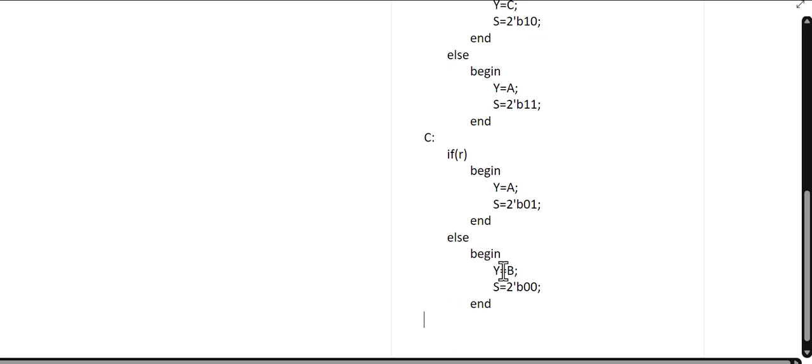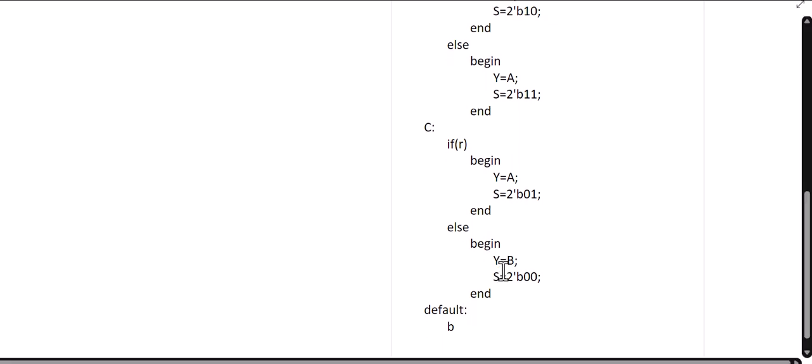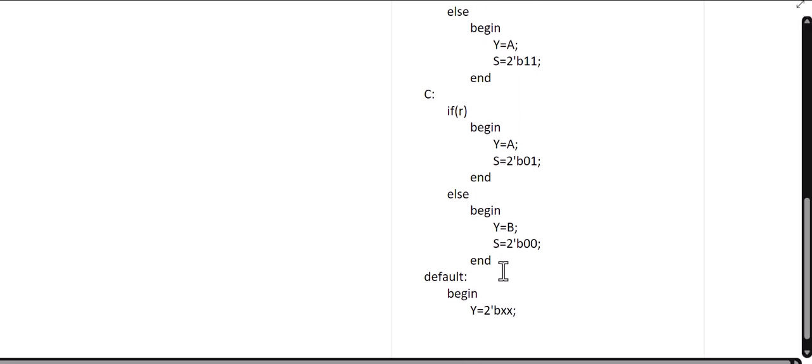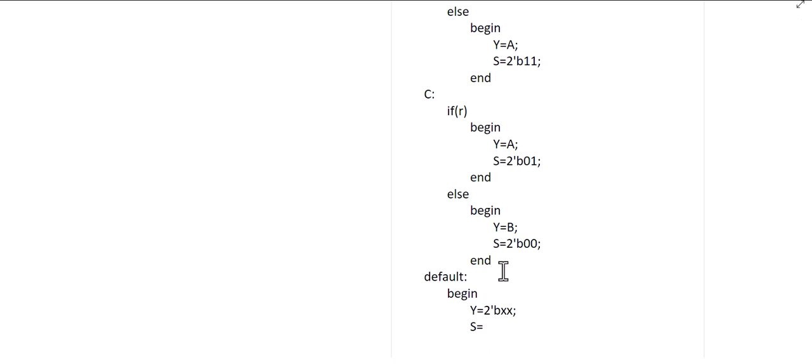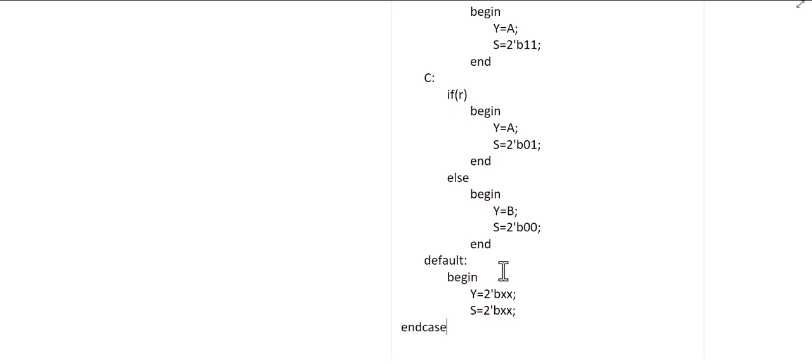Okay, so now we need to have the default. And we're going to set two things here. So y equals, now you can set it equal to something. I'm going to say y is 2-bit binary XX, that's a don't care. And S is the same, also don't care. And then we're going to end our case statement.